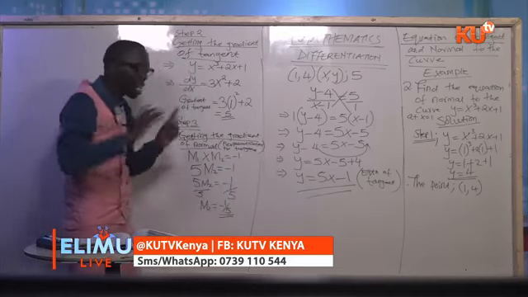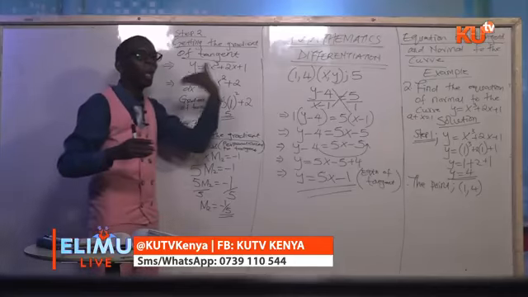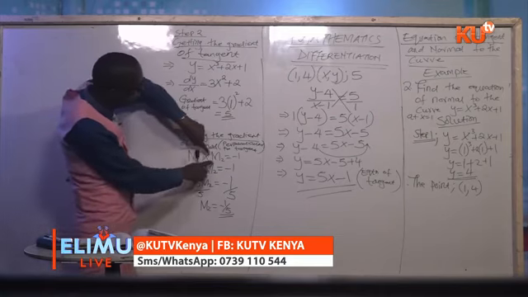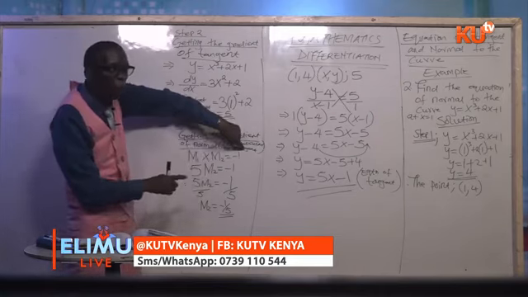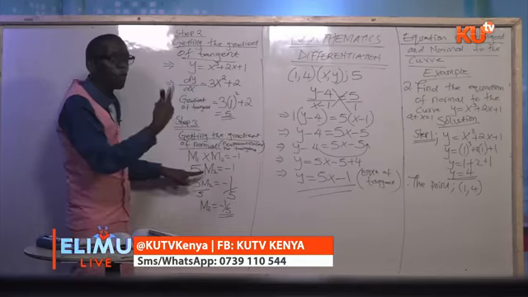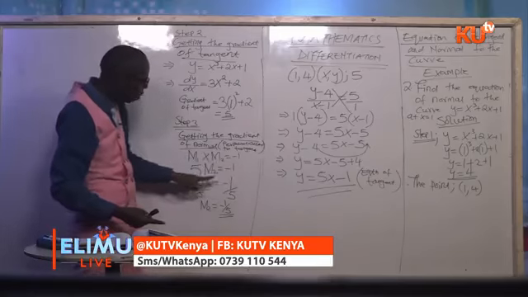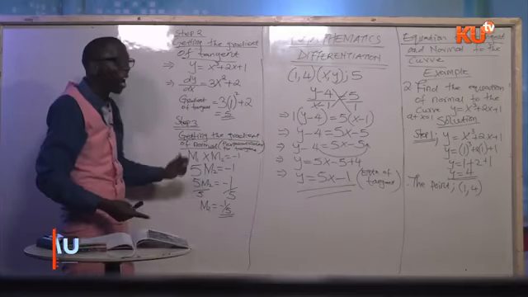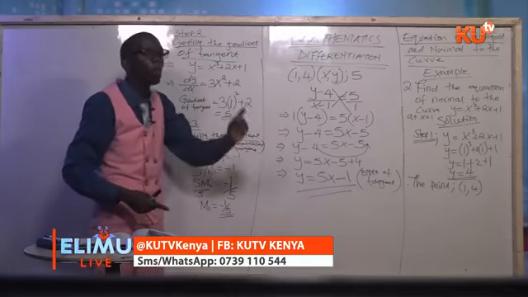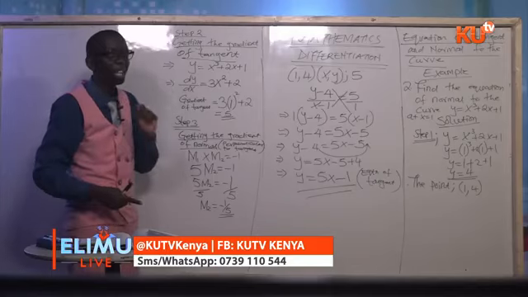I said the normal is perpendicular to the tangent, so the gradient of the tangent times the gradient of the normal is equal to -1. The gradient of the tangent was 5. The gradient of the normal, we call it m2, times 5 is equal to -1. Divide both sides by 5 and you'll get m2, which is the gradient of the normal to the curve.